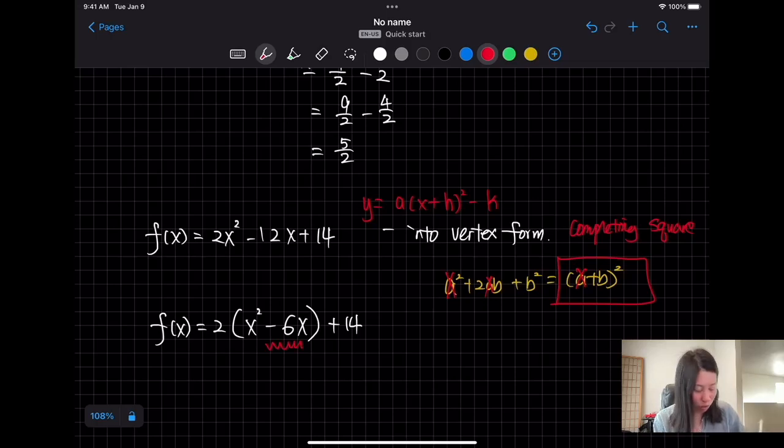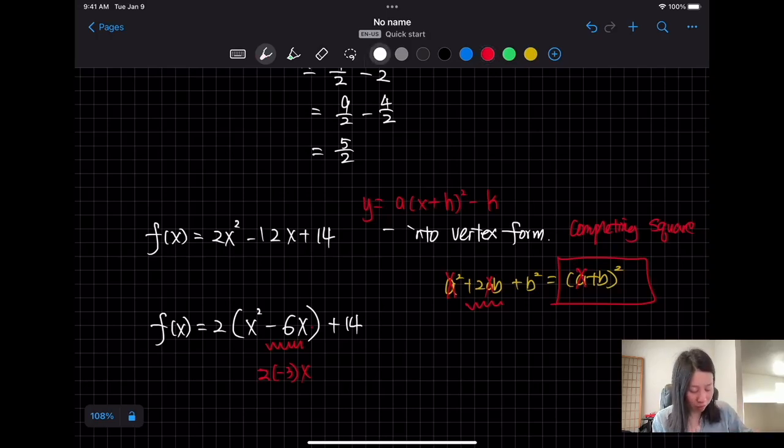Negative 6x, which is our 2ab. So that means I can write negative 6 as 2 times negative 3 times x, right? 2 is the second term. So that means our b is what? It's negative 3. So in order to complete the square, that means this part inside the parentheses, we need to add a b squared. Our b is negative 3.